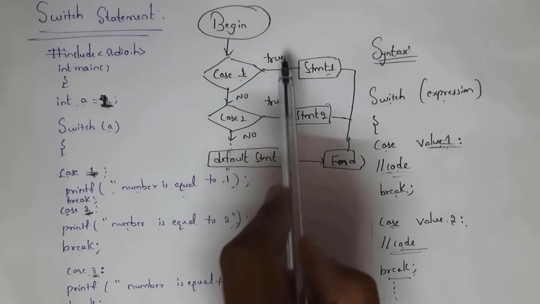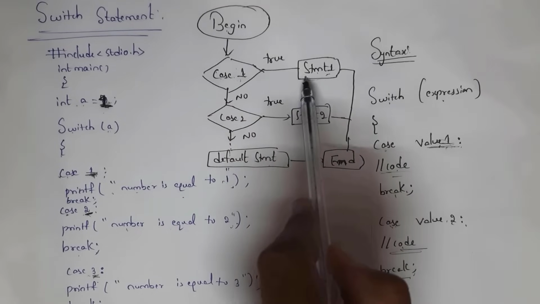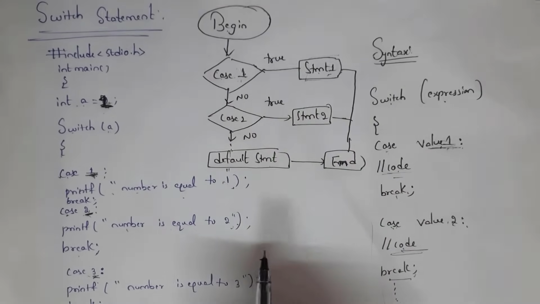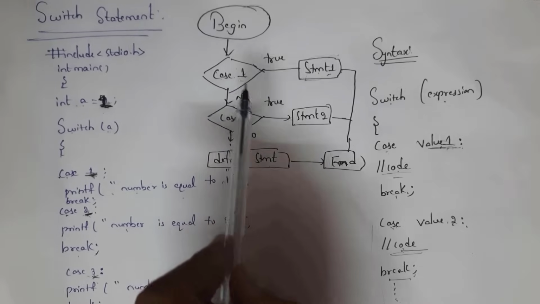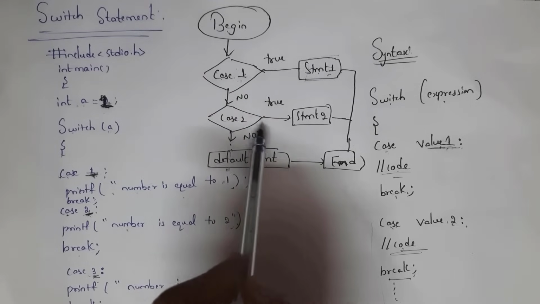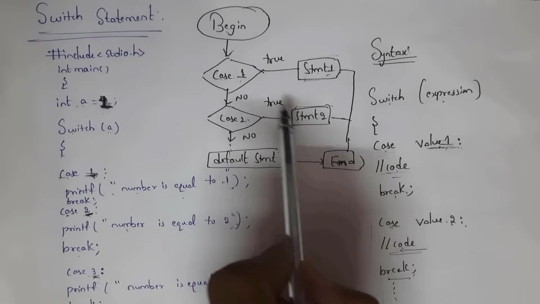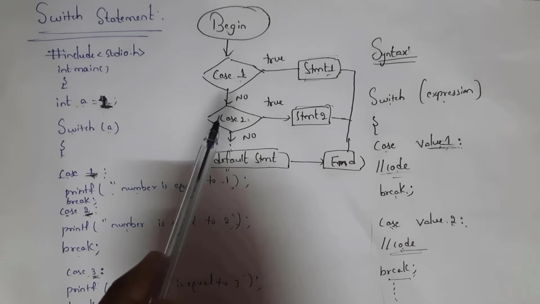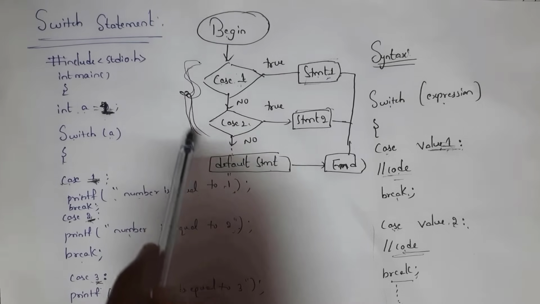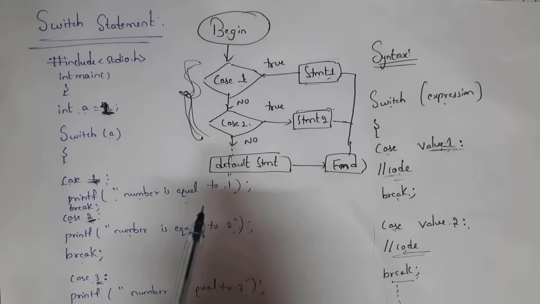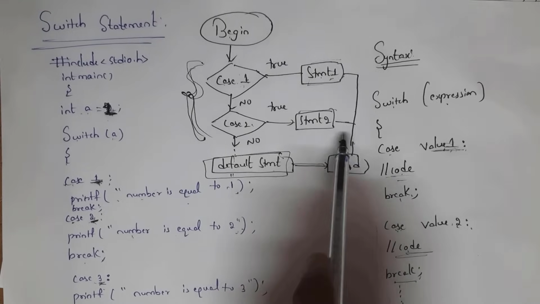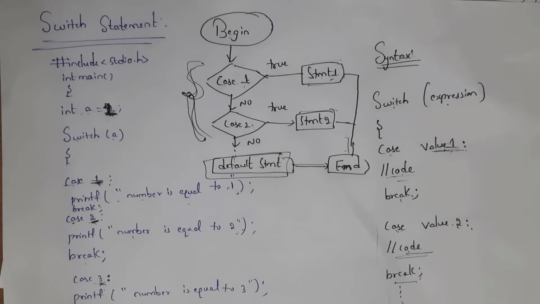If this case 1 is true, then whatever the statement that is present inside this case 1 will be executed. Similarly, if this case 1 is false, then it will go to case 2. If this case 2 is true, then whatever the statement that is present inside this case 2 will be executed. So on. So if all these cases are not satisfied, then at last it will print default statement. At last you need to end this. This is flowchart for switch statement.